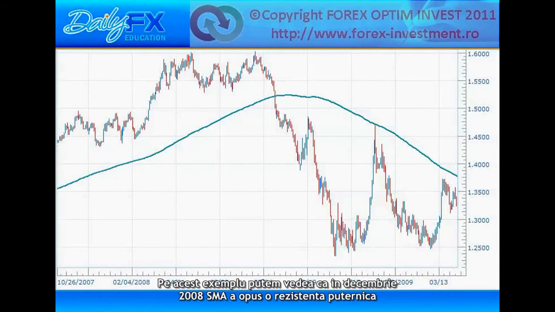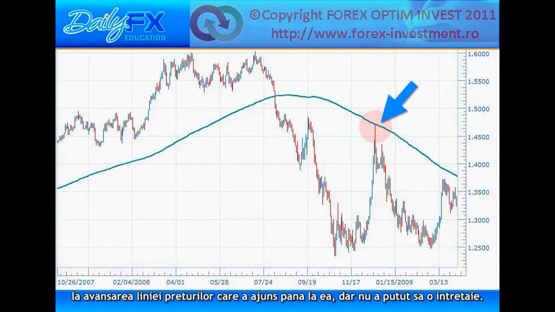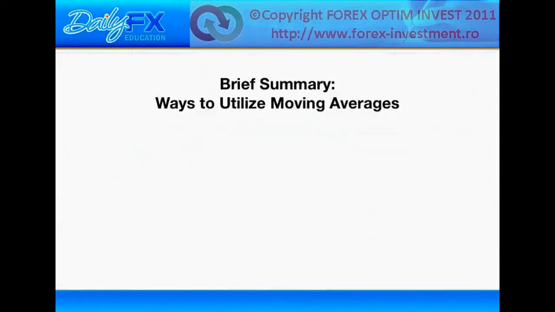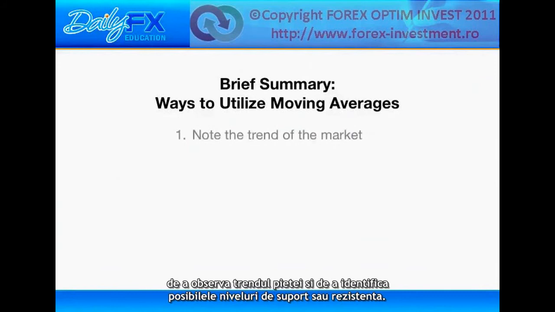On this particular chart, we can see that in December of 2008, the SMA offered some strong resistance as the euro-dollar moved up to but could not move up through the SMA. This of course is a very bearish signal and was followed by a move down of over 2,000 pips in a matter of just 3 months. These are two of the more popular ways of using moving averages, to note the trend of the market and to see how possible support and resistance are setting up in the market.